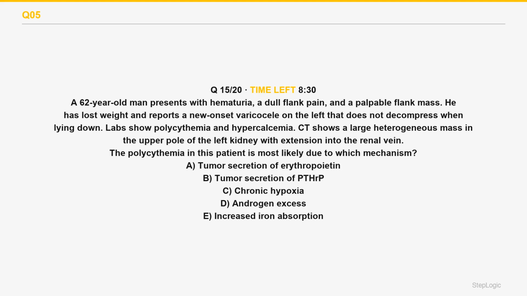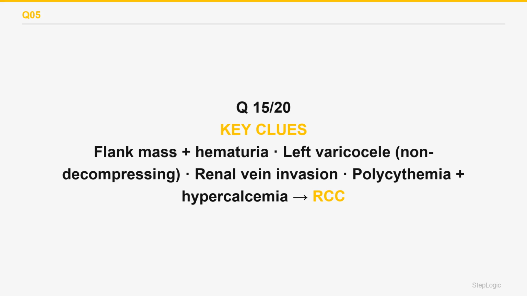Read the command: mechanism of the polycythemia. Flank mass, hematuria, left varicocele that does not decompress, renal vein invasion, paraneoplastic polycythemia, and hypercalcemia: renal cell carcinoma. Renal cell carcinoma is famous for paraneoplastic syndromes because the tumor cells ectopically secrete hormones. The polycythemia results from ectopic erythropoietin production by the tumor. EPO drives the marrow to overproduce red cells.